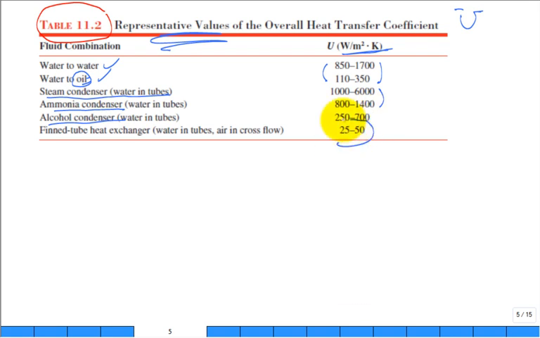What's the low one on the table? Why is it low? Is it because of the water in the tubes? No, it's because of the air. Anywhere there's air, it's a low H, and that's it. That's a low. Going to give a low U.